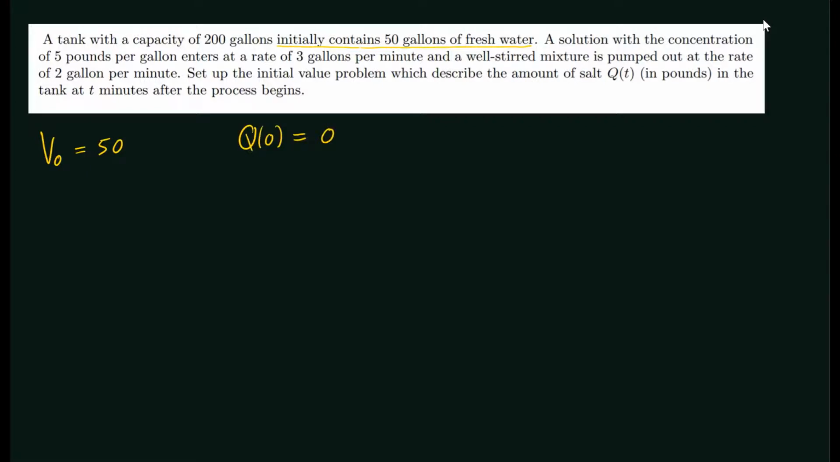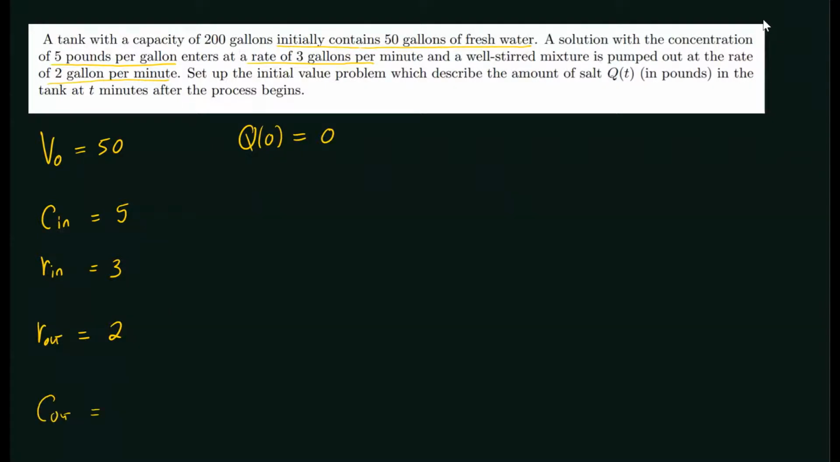Now for the second part, a solution with the concentration of 5 pounds per gallon enters at a rate of 3 gallons per minute. So that's giving us our concentration in and rate in. And a well-stirred mixture is pumped out at the rate of 2 gallons per minute. So we know our rate out, that's 2 gallons per minute. We just need to figure out what concentration out is.